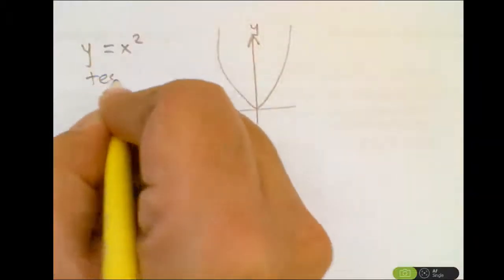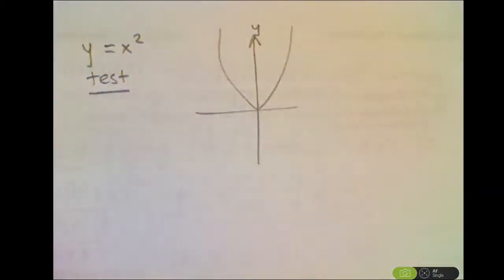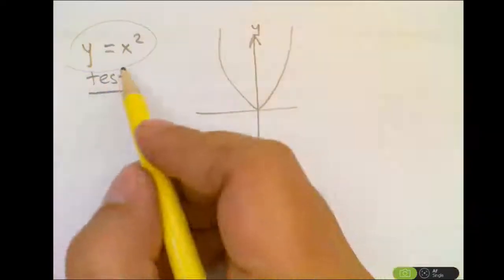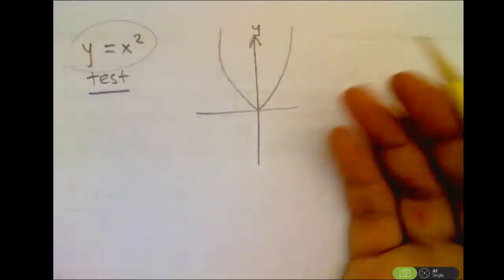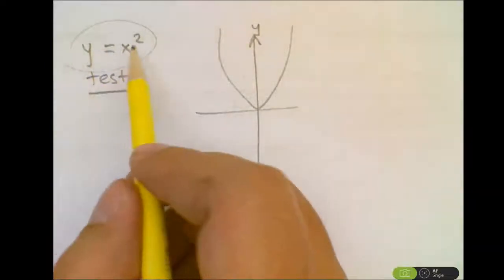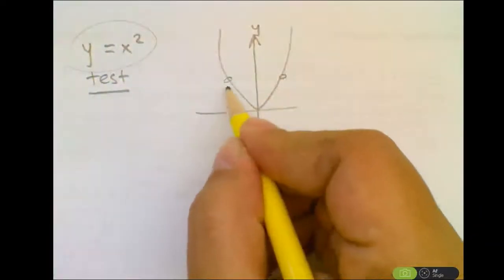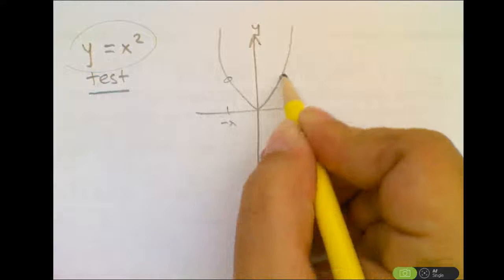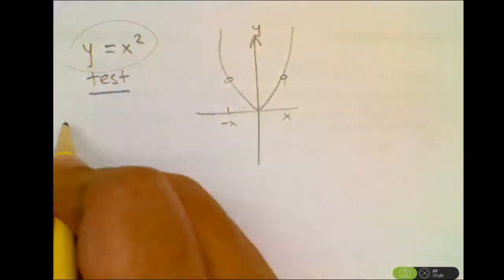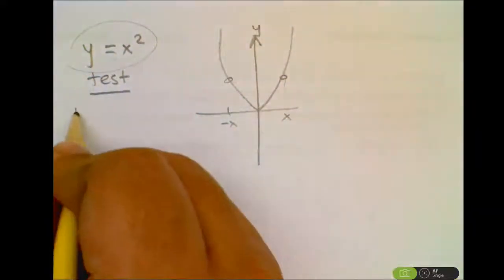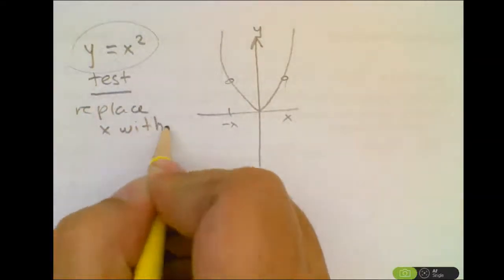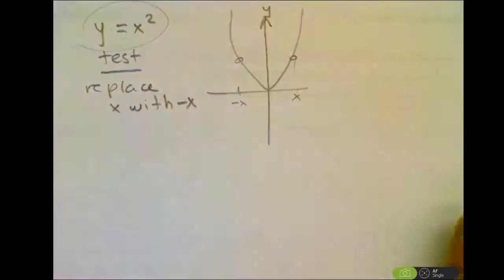But when we have to test for symmetry, that means using algebra to show that this is actually symmetric with respect to the y-axis. So when I'm checking for symmetry with respect to the y-axis, what I'm hoping is that whether I have -x or I have x, the equation remains the same. So instead of x, replace x with -x and then see what happens.